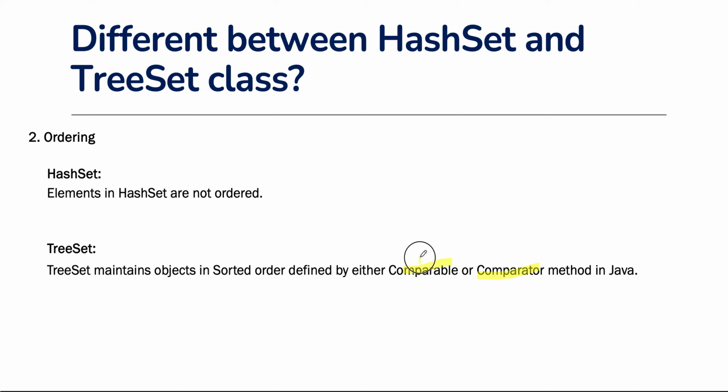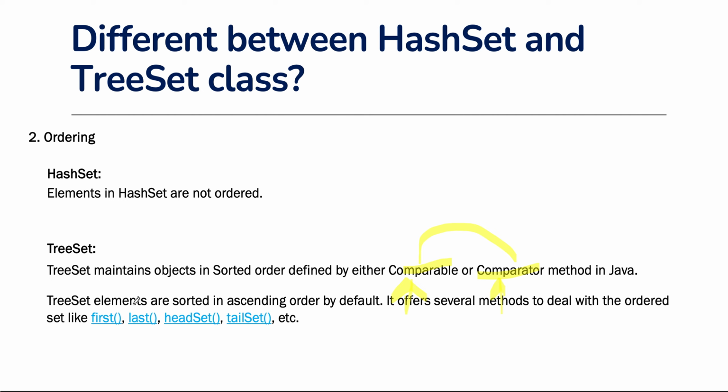So there are a couple of basic differences between these two interfaces. This one has one method called compareTo, and this one has one method called compare. These two interfaces are implemented by the TreeSet, so because of this it is able to sort the elements internally in a sorted format. TreeSet elements are stored in ascending order by default. It offers several methods to deal with order like first, last, headSet, tailSet. So these are a couple of the methods provided by the TreeSet.